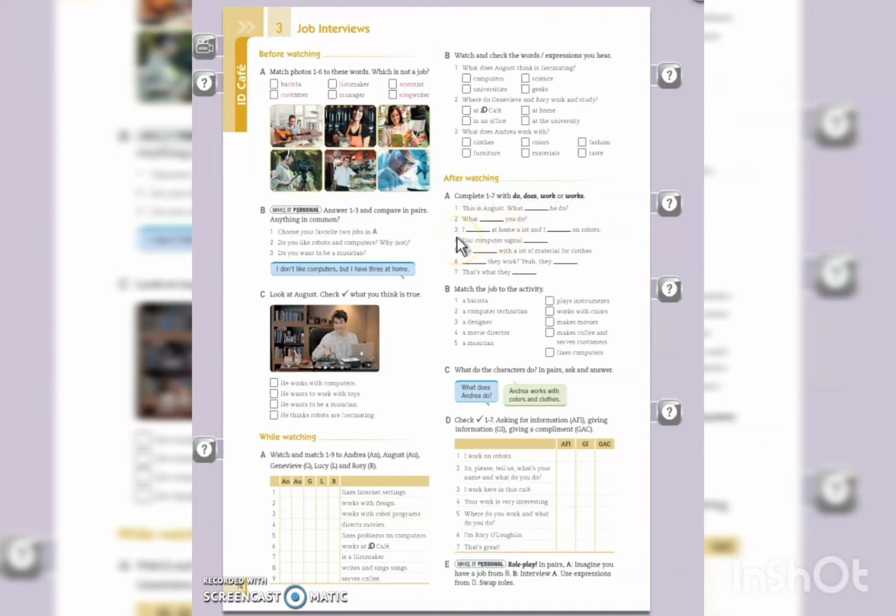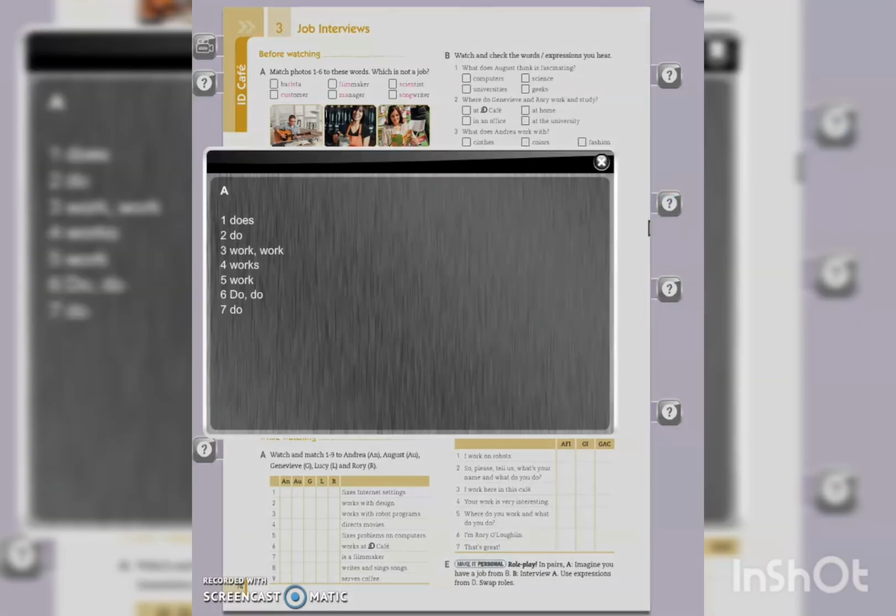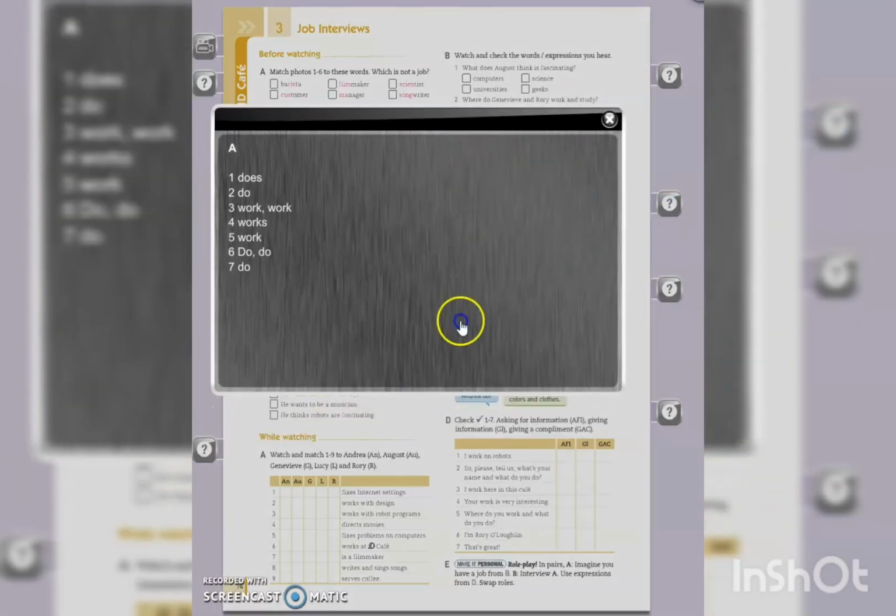3, what is number 3? I work at home a lot and I work on robots. For our computer signal, try to guess what are the words you have to write on these spaces. Now I'm going to show you the answers.